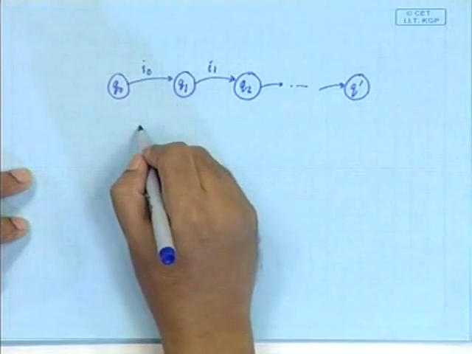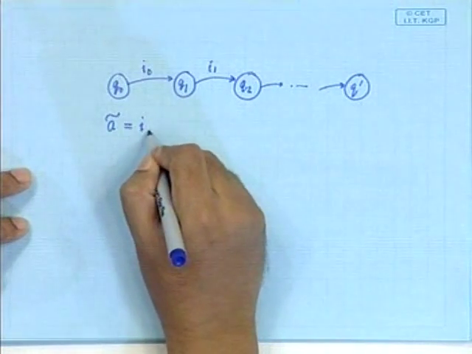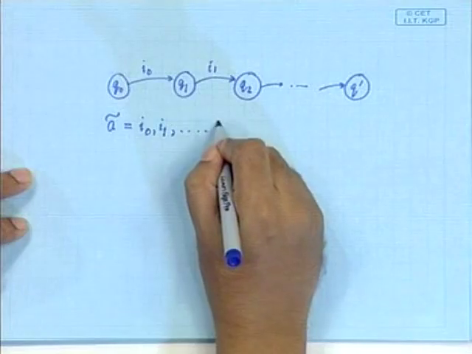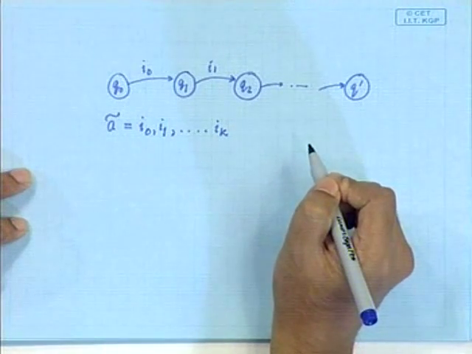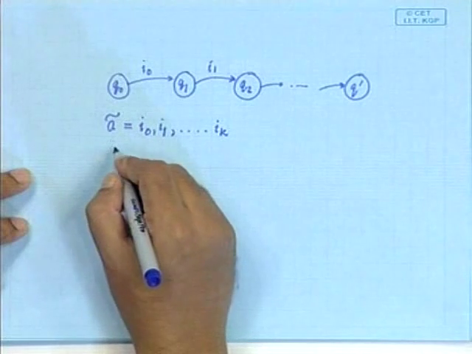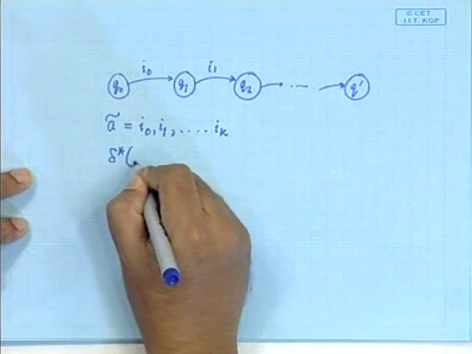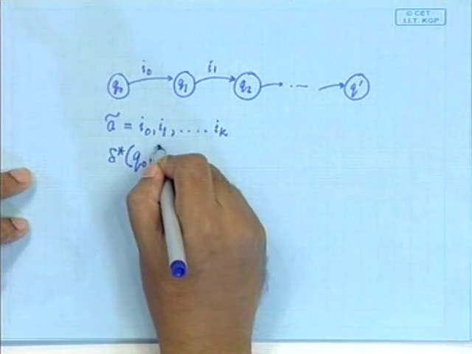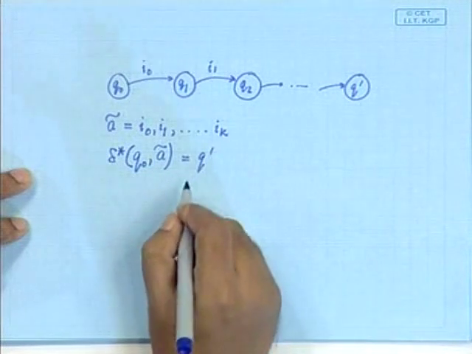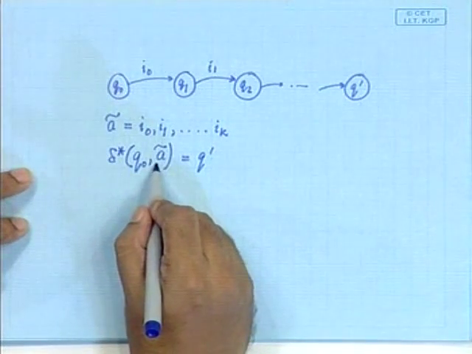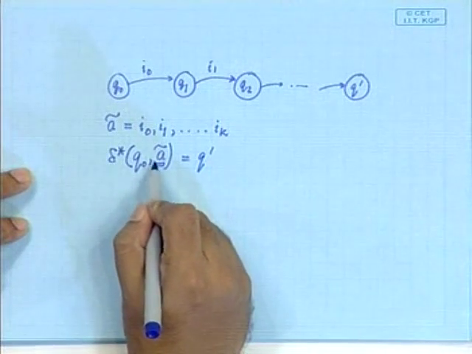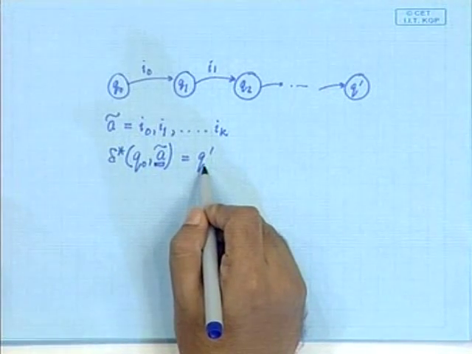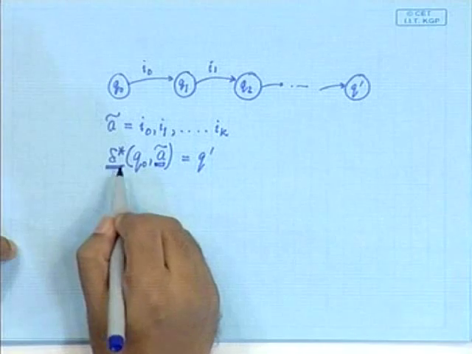So, if my input sequence A is I0, I1, etc., to some Ik, then we define this delta star from this q0 with this A is q dash. So, this is when I present the state machine with this input sequence and it starts from q0, then it ends in the state q dash. That is what we define by this path function delta star.